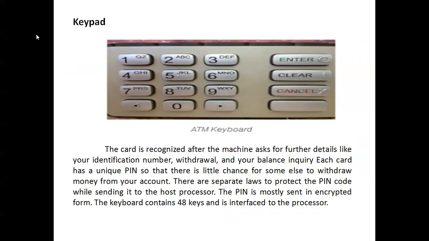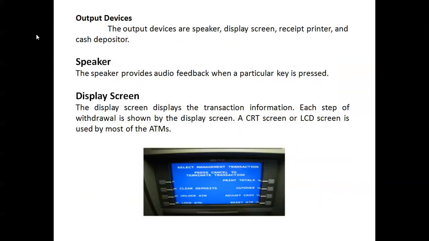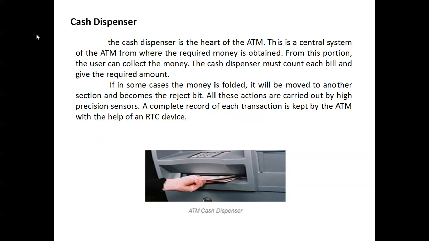In the keyboard section, you can use the keyboard to give input to the ATM machine. The keyboard contains 48 keys. Output devices means the speaker, display screen, printer, and cash depositor. These are the output devices. The display screen can be used as a touch screen. Some people use buttons, some people directly touch the screen. The cash dispenser helps to get your cash, and it counts the cash. Finally, in some cases, if money is folded, it will be removed by another section. You can reject it. This action is carried out by high precision sensors. A complete record of cash transactions is kept by the ATM with the help of the RTC device. What is RTC? Real-time clock.